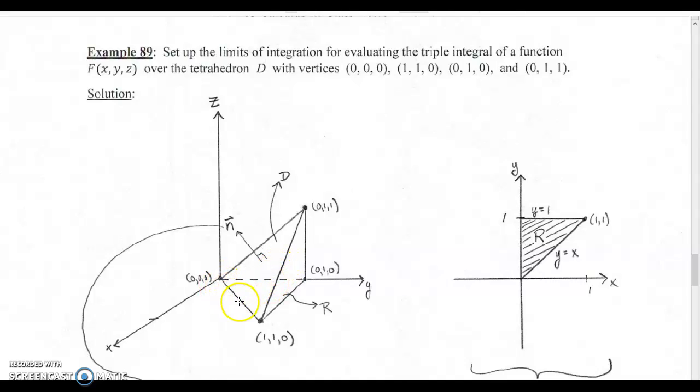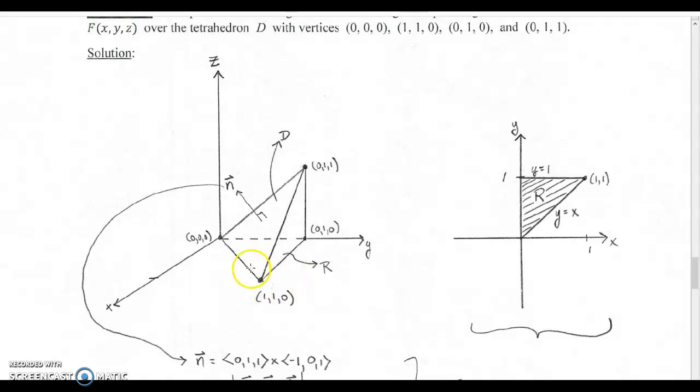Okay, now the region in the xy plane is this triangle down here. So I transpose that over here to just look at the xy plane, and I'm shading in the region. So this is the line y equals x, and then this is the line y equals 1, and this, of course, is the y-axis. So here I have that region.